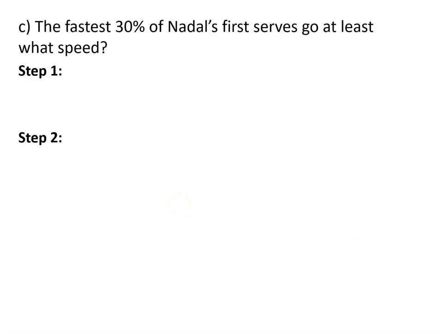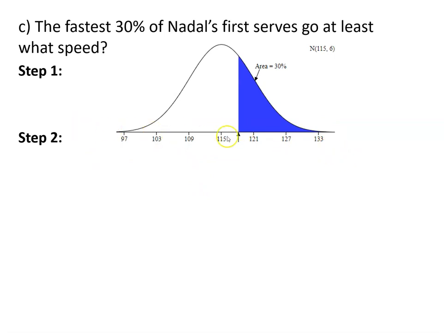Next example, the fastest 30% of Nadal's first serves go at least what speed? So this is that question that's kind of asking, all right, I'm giving you the percentage, what value corresponds to it? So my curve is going to look a little different. I still have my numbers for my mean and my standard deviations, and I have my shaded area. I know it's going to be somewhere between the mean and one standard deviation above it, simply because if I remember the empirical rule, 68% is within 1 approximately. So half of 68 is 34. And then, if you did 50 minus 34, it would tell you what's further out, so I know it's going to be between there.